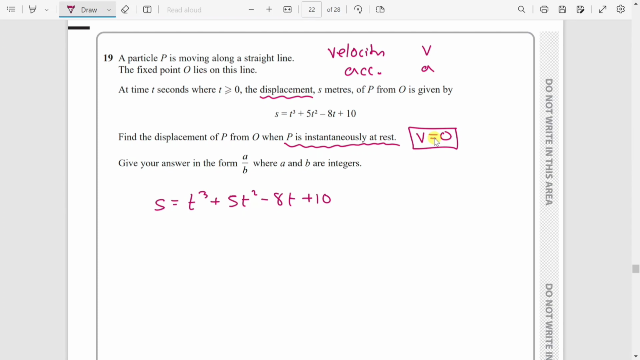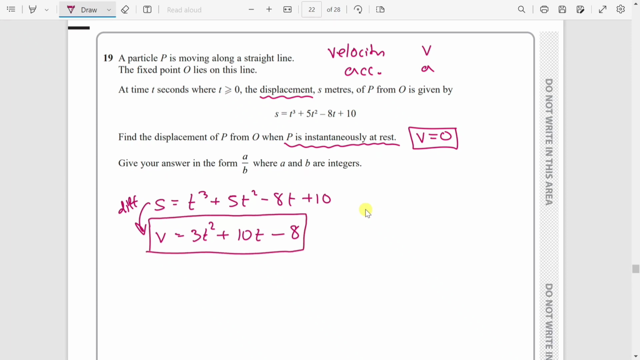Now we're going to call this v, so from here you're going to differentiate. All you do is drop the power and subtract by 1. So drop the power in front of t, it becomes 3t, and then subtract the power by 1, becomes power 2. For the next one, 5t squared, drop the power 2 in front, 5 times 2 is 10, and then t to power 2 becomes t to power 1, or just t. Next one, because you're just left with a t, it vanishes, it becomes minus 8. And the next one is just a constant, there's no t, so that becomes 0. So this is the equation they want, the velocity equation. It's a nice quadratic as well.